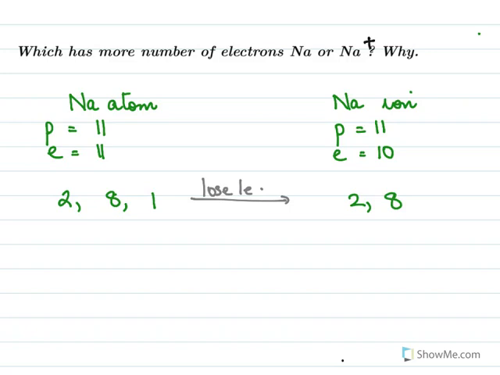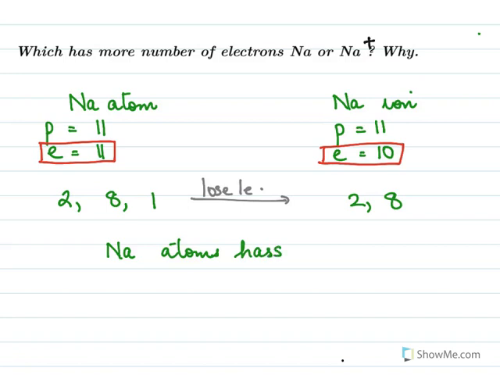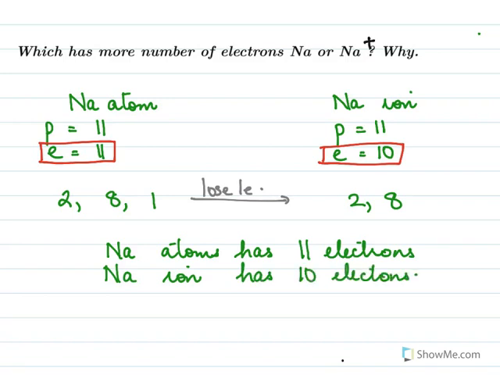And the question is, who has more number of electrons? Now let's compare. Here there are 11 electrons. Here there are 10 electrons. So who's got more number of electrons? It is the sodium atom, which has 11 electrons, while the sodium ion has 10 electrons. So the sodium atom has more number of electrons.